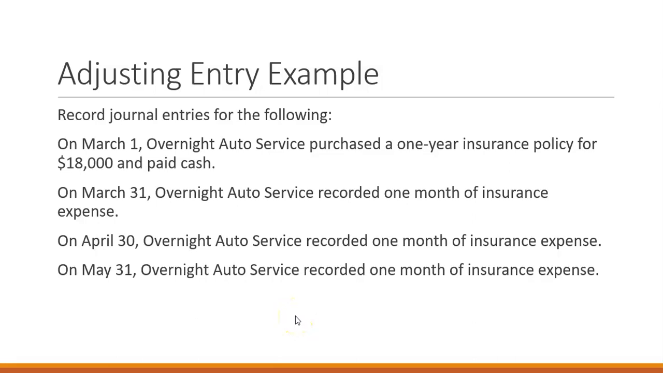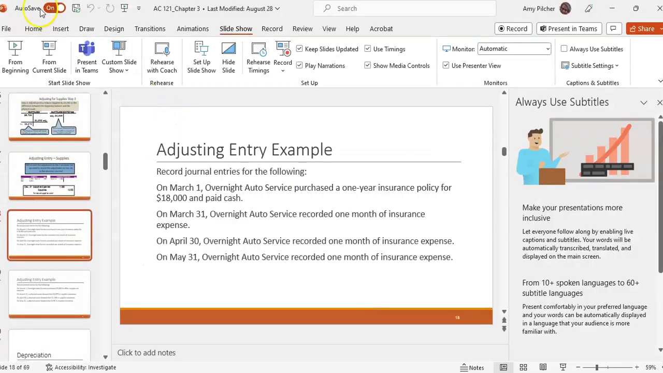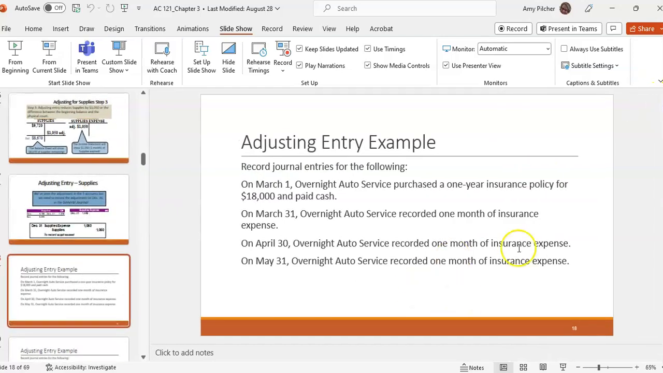So here we have this information about Overnight Auto. We have information that we purchased a 1 year insurance policy for $18,000 and paid cash. And then we have adjusting entries for one month of insurance expense. I'm actually going to escape out of this really quick so I can type on this and show you those journal entries.